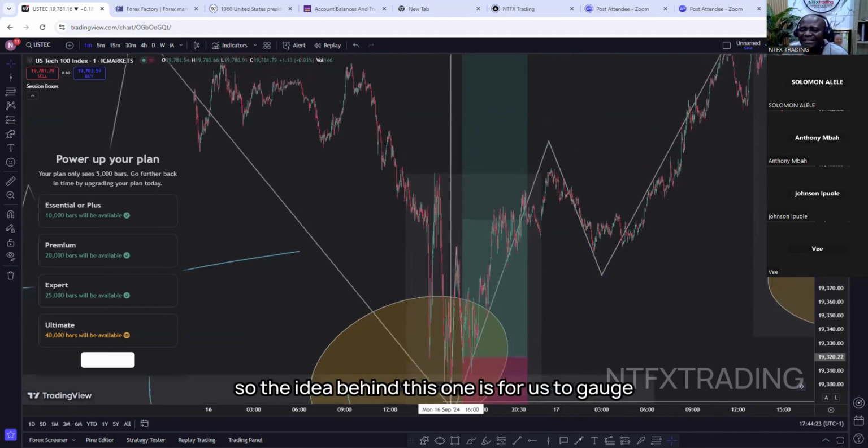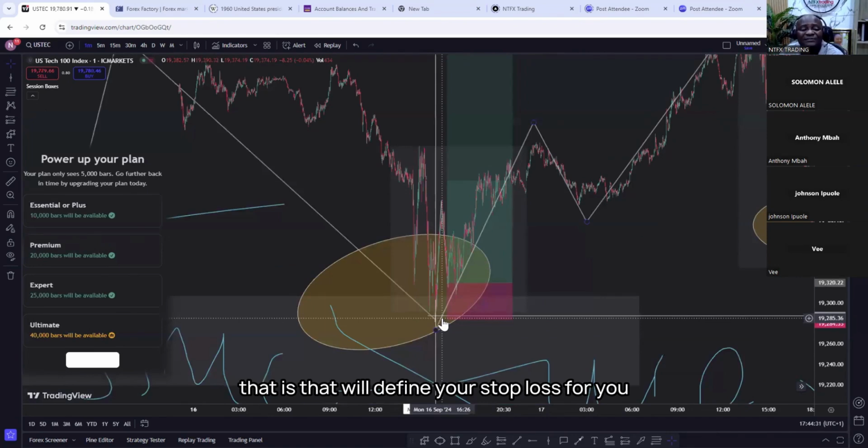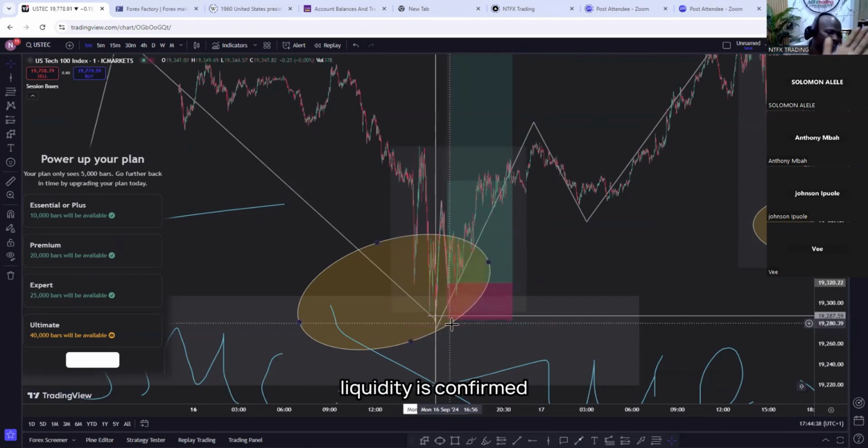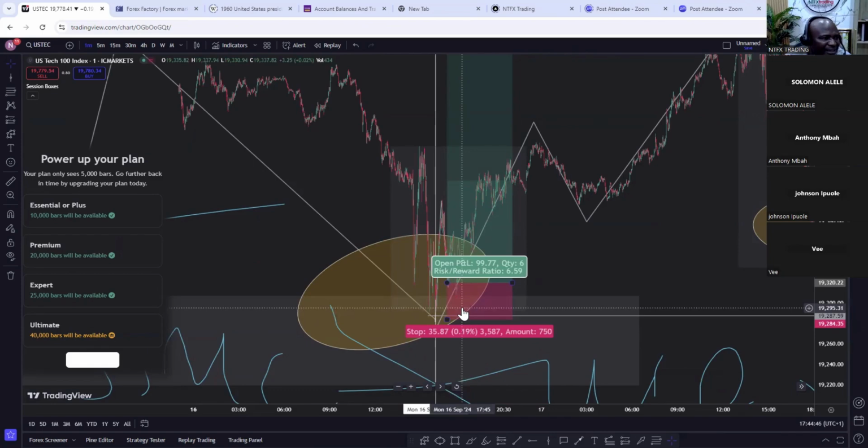So the idea behind this one is for us to gauge when injection enters. As soon as injection enters, you now put a barricade like this. That would define your stop loss for you, because it is expected that after injection, liquidity is confirmed. And after JP Morgan, Morgan Stanley, Barclays Bank have entered, what remains? What remains? Not just the market to go.